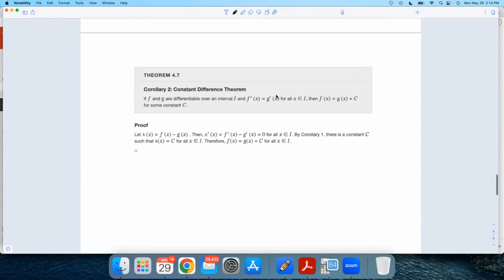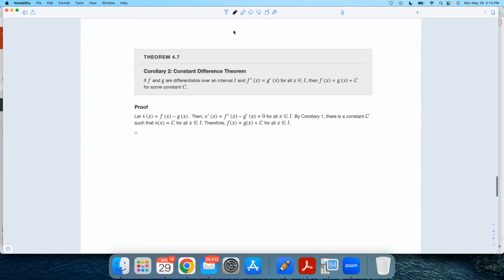Then another corollary that is derived right from that one. Suppose you've got yourself two functions, f and g, and you somehow know that the derivatives are the same everywhere on some interval. So two functions have exactly the same derivative on some interval. Then the conclusion is you've got yourself the same function up to an additive constant.